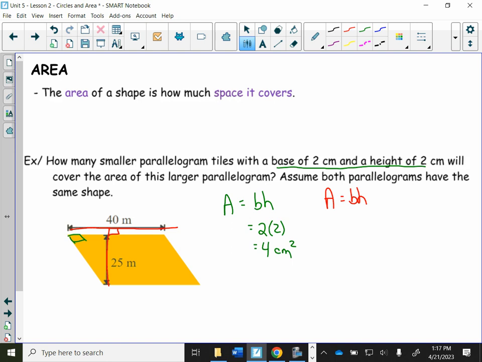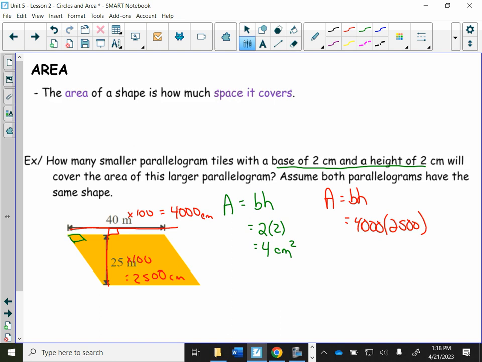Now, before I do my math, I want to point out something here. Our little parallelogram was measured in centimeters. Our big one is measured in meters. If you have different types of units, you need to convert one into the other. And it's better to do it before you calculate area than after. So I'm going to times this by 100, because there's 100 centimeters in 1 meter. That gives me 4,000 centimeters. Same thing here, times it by 100. It's 2,500 centimeters, to make sure I'm working with the same kinds of units. My base is 4,000. My height is 2,500 centimeters.